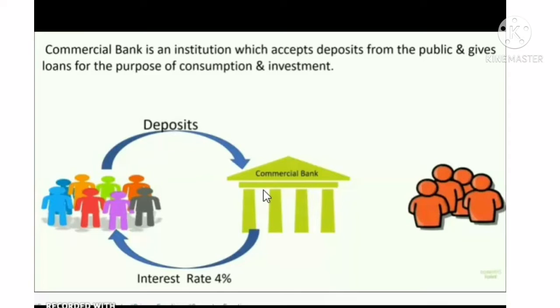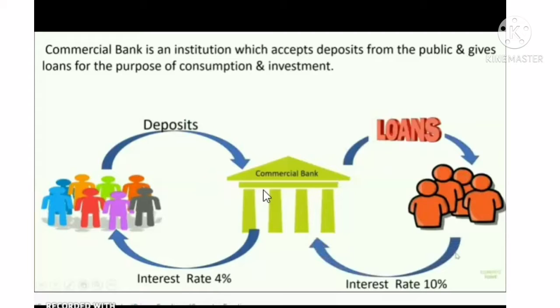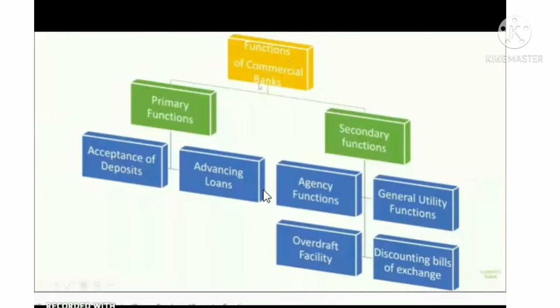Another function is that it gives loans to the public. The loan is given on the basis of a higher interest rate which has to be paid by the people to the commercial bank, 10% for example. So you can just see the difference. The commercial bank gives only 4% to the depositors, but the interest rate the public has to pay on the loan is 10%. So you can see how it is making profit from the people. Also it is an agent which saves the public's interest. So that's one of the main things.